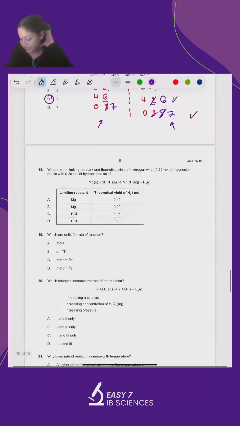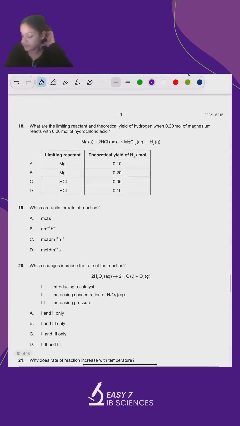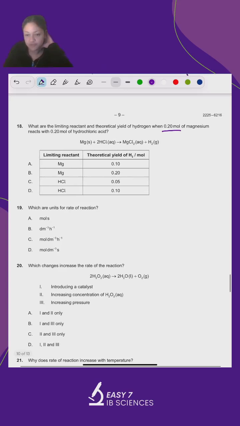Okay, great. Next question. What are the limiting reactant and the theoretical yield of hydrogen when 0.2 moles of magnesium reacts with 0.2 moles of hydrochloric acid? First of all, how do you find out the limiting reactant and the theoretical yield? Someone said D, so 18. Yep, the answer is actually D, so amazing.